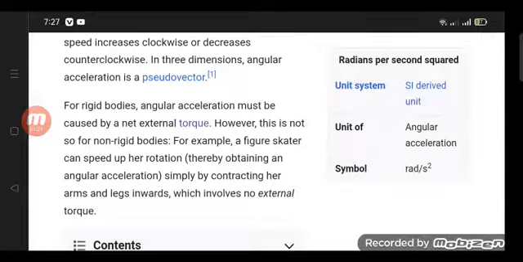For rigid bodies, angular acceleration must be caused by a net external torque. However, this is not so for non-rigid bodies. For example, a figure skater can speed up her rotation, thereby obtaining an angular acceleration, simply by contracting her arms and legs inwards, which involves no external torque.